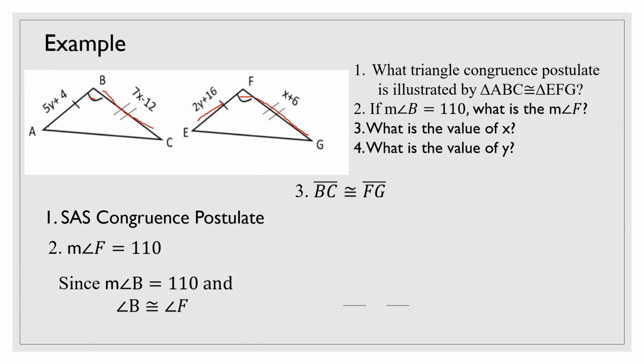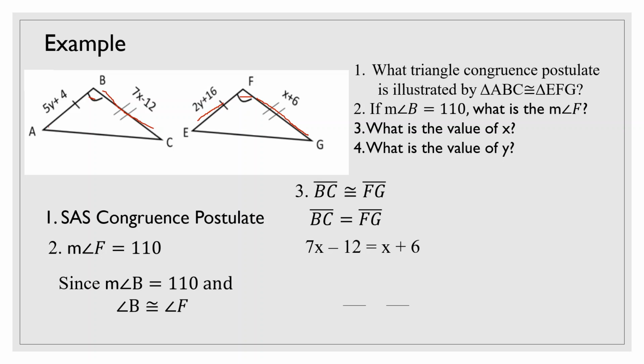In solving for the value of x, let us see the expression containing the variable x. So, we have here side BC and side FG. With the use of the tick marks, we can say that BC is congruent to FG. So, if they are congruent, these sides are equal. Then, substitute the values of BC, which is 7x minus 12, and FG, which is x plus 6. So this is now our equation.